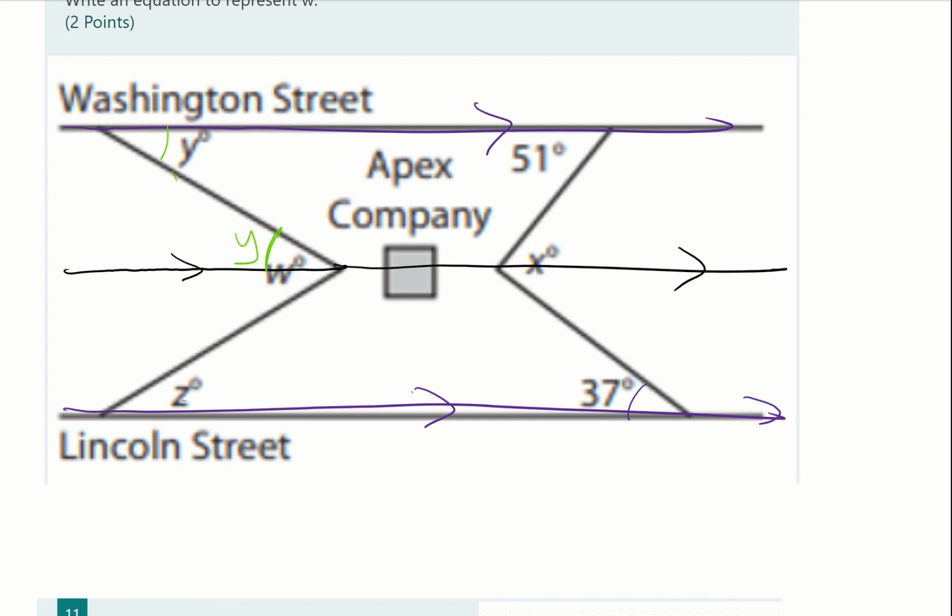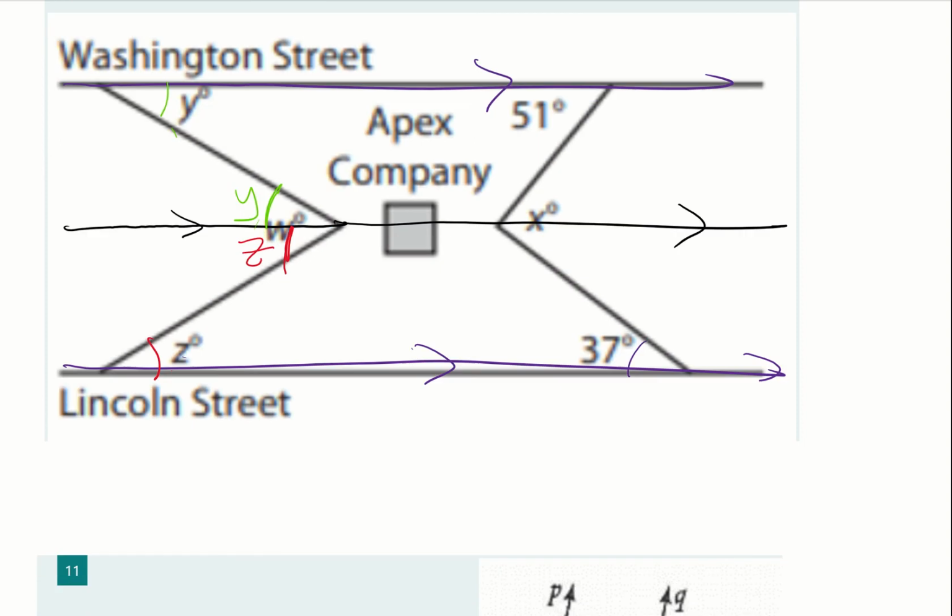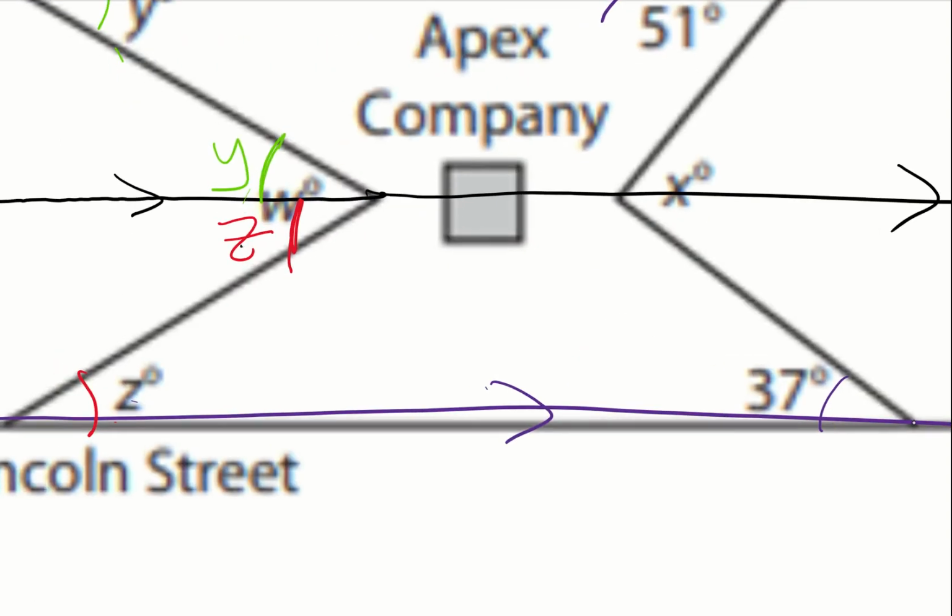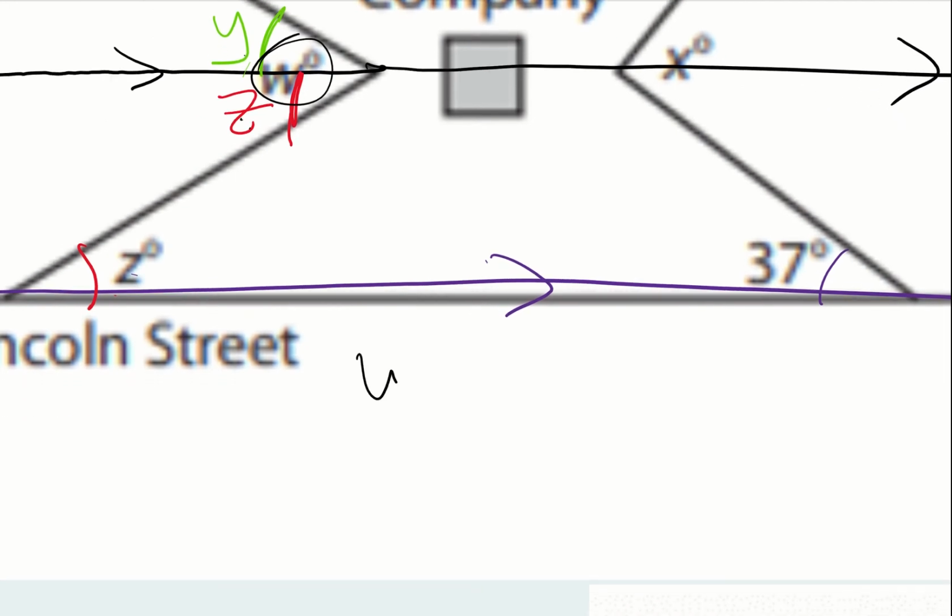They're congruent. And so I know that that part has to be Y. Similarly, I know that these are alternate interior angles as well. And so if that's equal to Z, then this is equal to Z. And now you can tell by the angle addition postulate, if I add Z and Y together, that gives me W. So that is my equation. W is equal to Y plus Z.